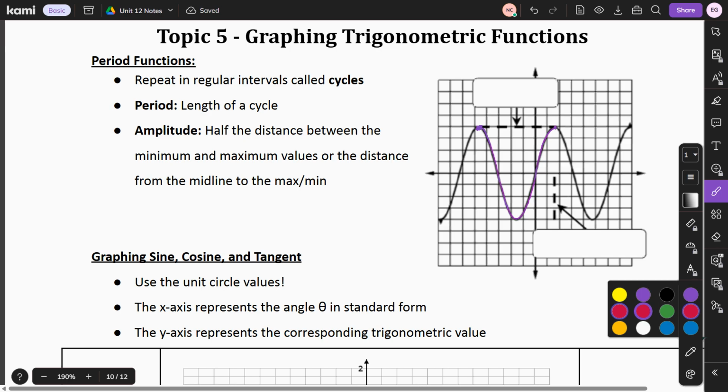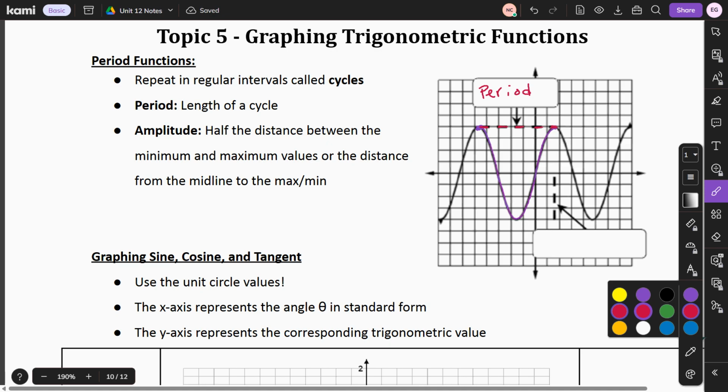Now, the length of this cycle, like how long it takes for it to return to its starting position, this distance here, is something we refer to as the period of the function. And this is why you hear trig functions a lot of times referred to as periodic functions, because they're made up of cycles, and those cycles have periods.